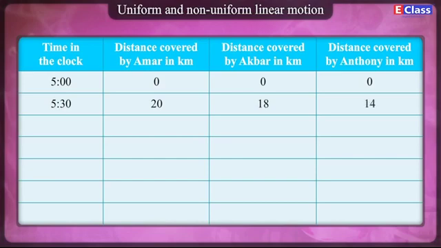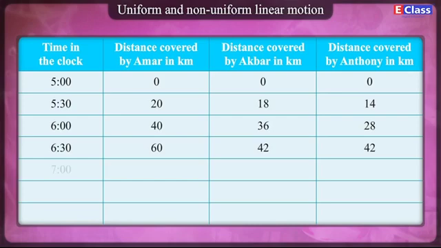Time in the clock 6. Distance covered by Amar in kilometers 40. Distance covered by Akbar in kilometers 36. Distance covered by Anthony in kilometers 28. Time in the clock 6:30. Distance covered by Amar in kilometers 60. Distance covered by Akbar in kilometers 42. Distance covered by Anthony in kilometers 42.